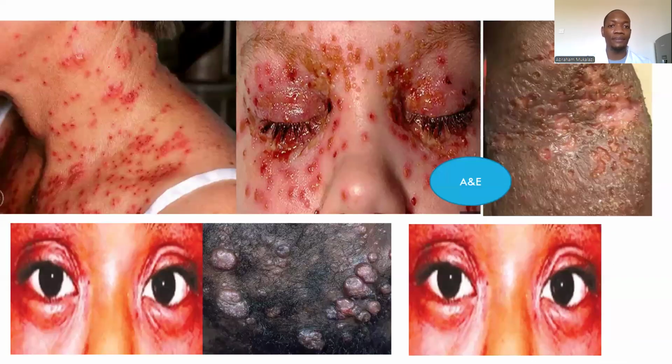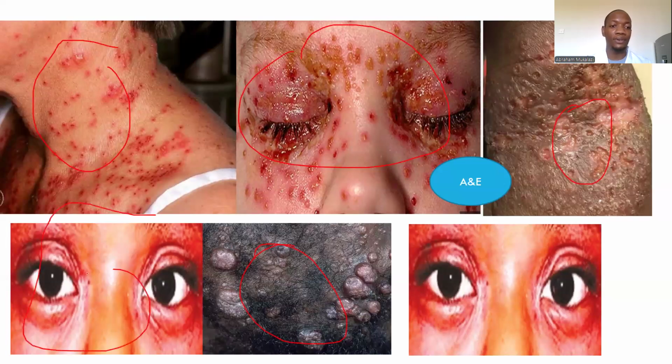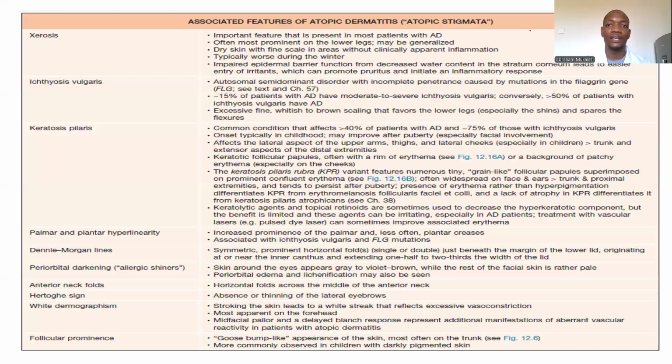As you can see here, this is eczema herpeticum, and these are erosions that can get superinfected. This is molluscum. This is someone getting blepharitis, inflammation around the eyelids, as a result of atopy. Other things that have been associated: xerosis and ichthyosis vulgaris. I mentioned that they share a common gene, the filaggrin gene, with atopy, and keratosis pilaris also shares a common gene. Other things like the Dennie-Morgan lines are the accentuated lines along the eyelids.